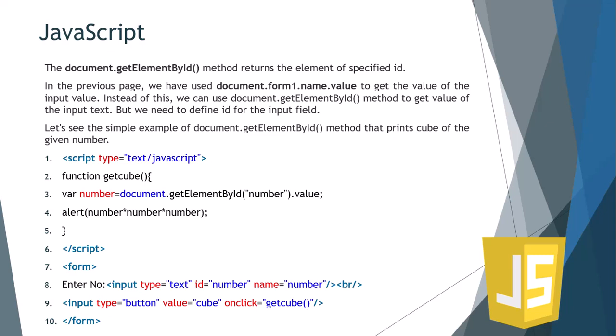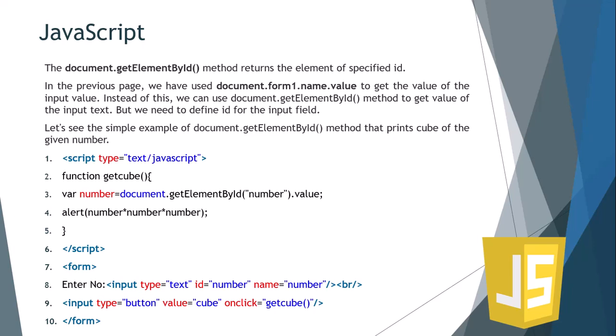Now, in the previous tutorial, we used document.form1.name.value to get the value of the input text, right? So instead of this, we can simply use the document.getElementById method to get the value of the input text. But we need to define an ID for the input text. Okay, so this is what this means.